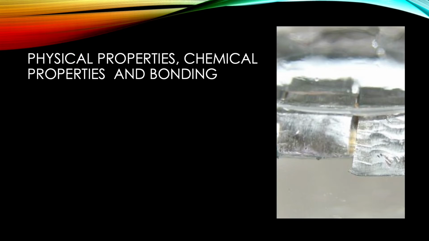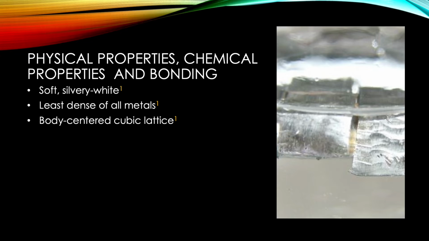Physical and chemical properties. To the right you see a picture of lithium. Lithium has a soft, silvery white appearance. It is stored in oil instead of in water because it reacts with water and air. It is the least dense of all metals. In fact, it's the least dense of all solid elements in normal conditions. It has a body-centered cubic lattice structure, and it has an extremely high melting point for the alkali metals. It is due to the small atomic radius of lithium that it has such a high melting point.